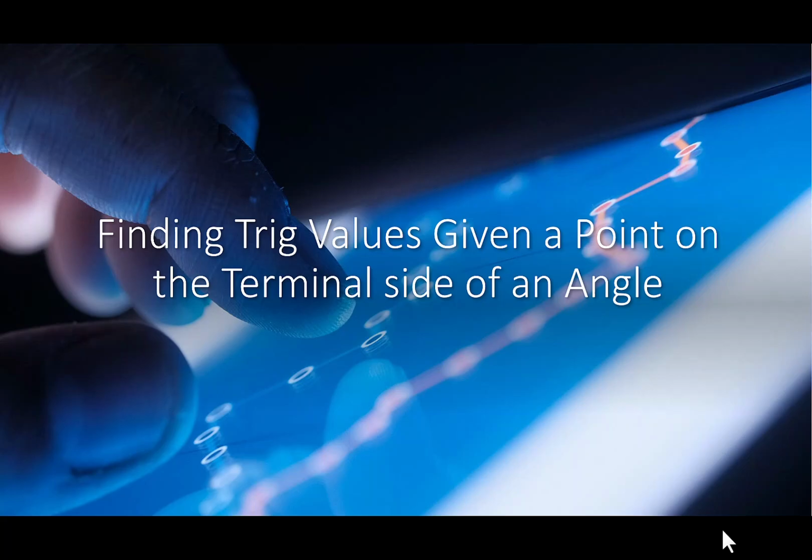Hi everybody, today we're going to do a problem about finding trig values given a point on the terminal side of an angle. Our problem says the terminal side of an angle alpha goes through the point (4, -8). Find the values of the 6 trig functions.